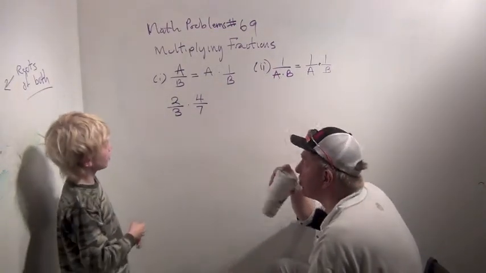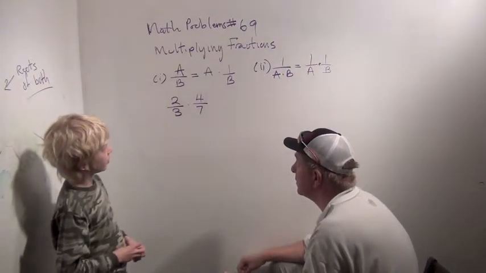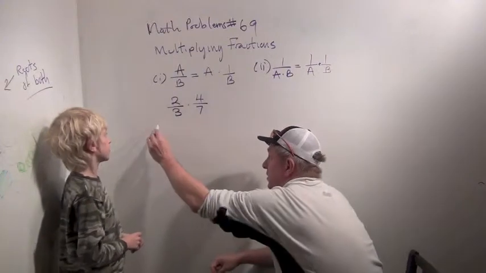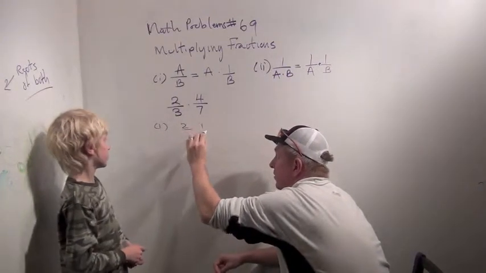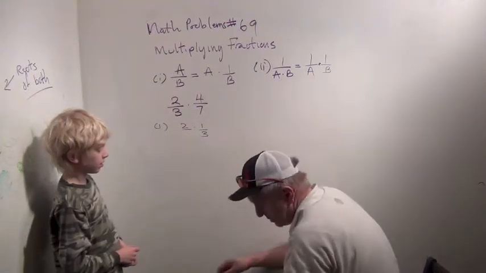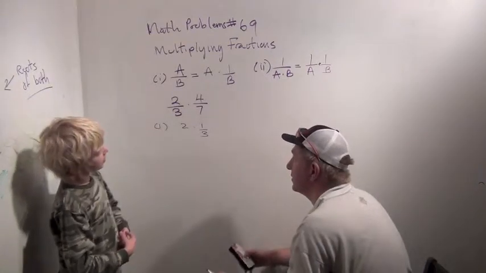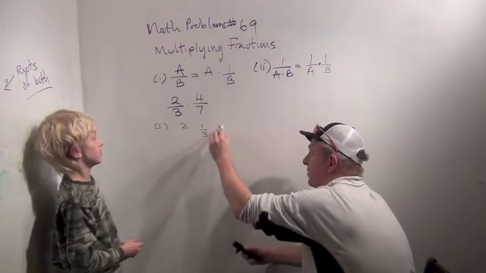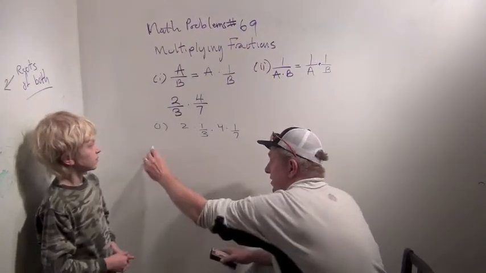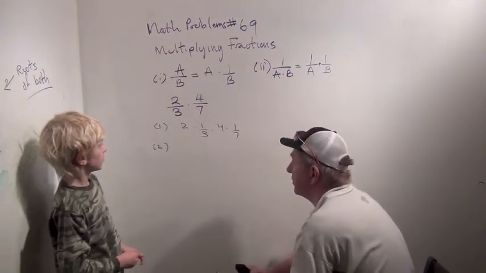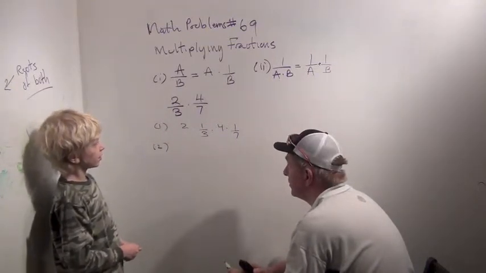So 2/3 is 2 times 1/3. Step one, we're going to say this equals 2 times 1/3. I didn't mean to put that fraction bar under the 2. And what's 4/7 equal? It's 4 times 1/7. Now, what's the next step we're going to use in multiplying out these fractions? Well, we could regroup.